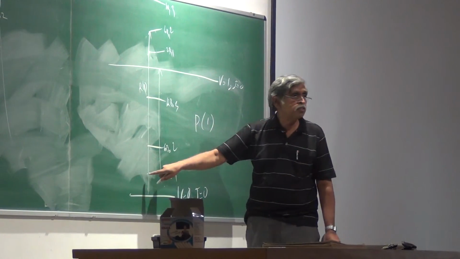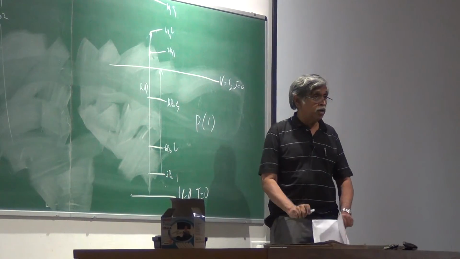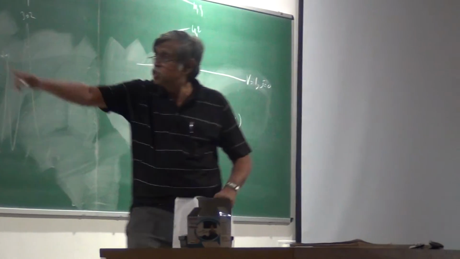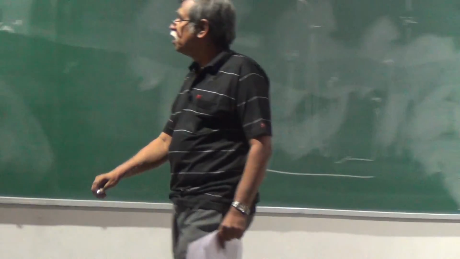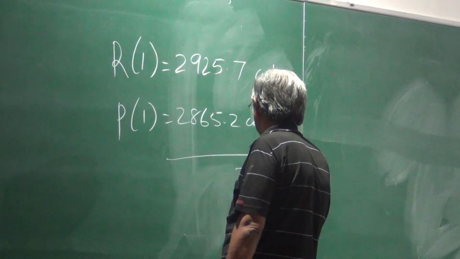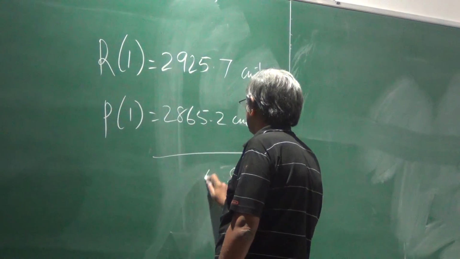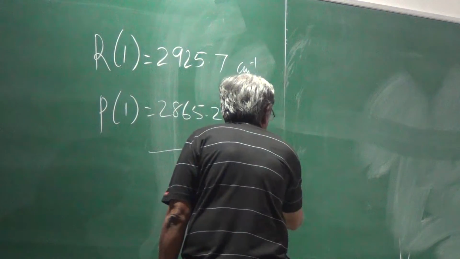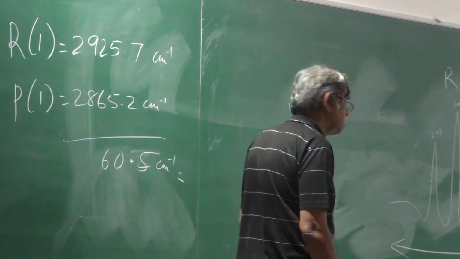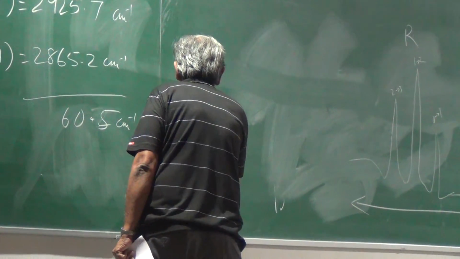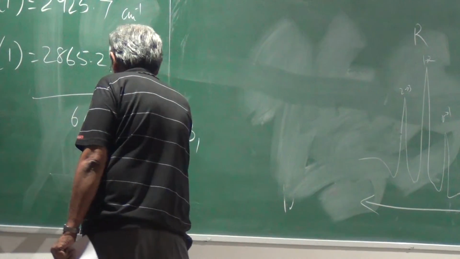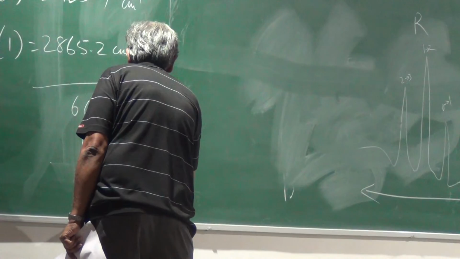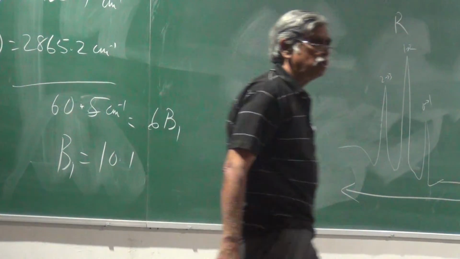But since I've started from the same common lower level, I'm going to two different higher levels. The difference between these two frequencies, the 60.5 nanometers, must be equal to how much? 6B1. And therefore B1 must be 10.1.